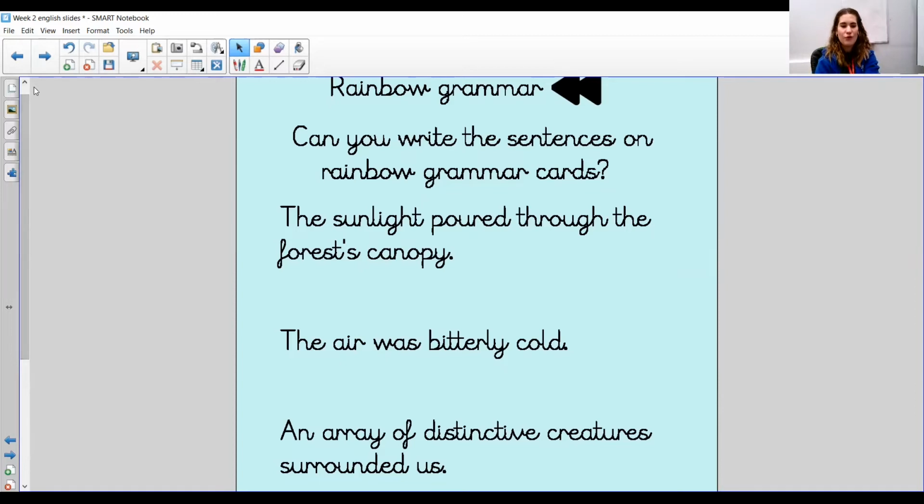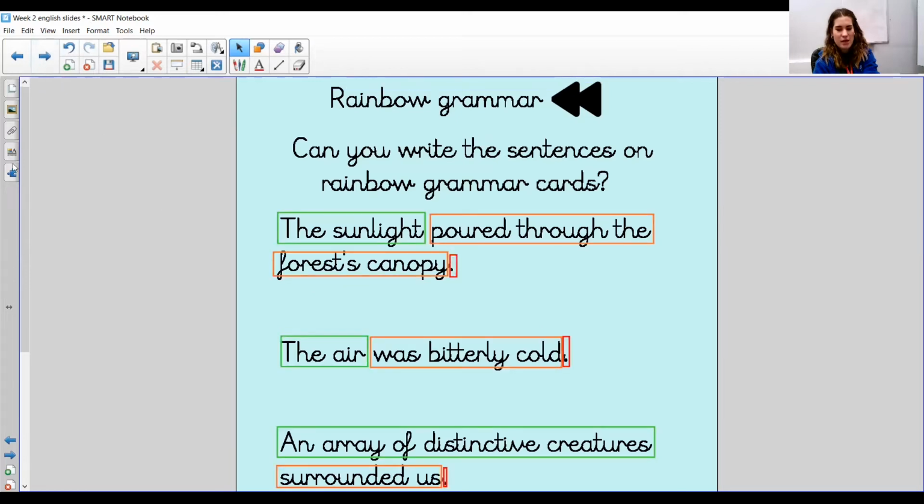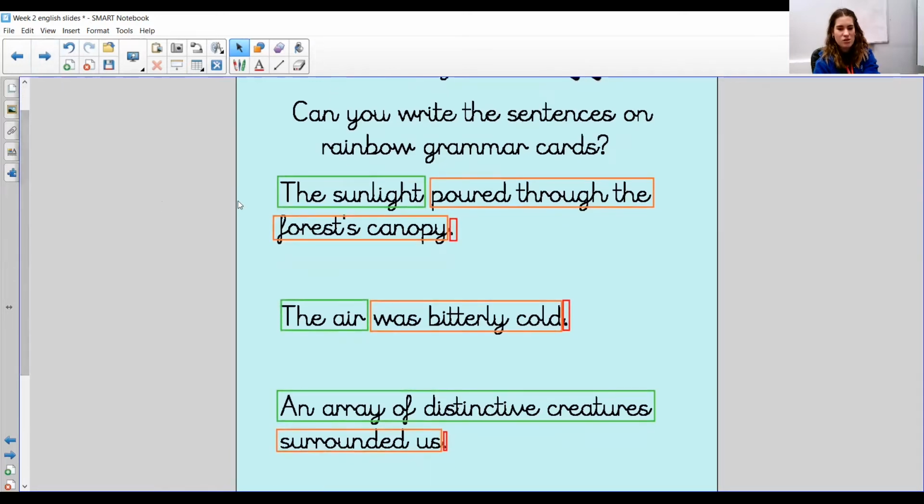Wonderful. Hopefully you've all had a go at that for me and you've identified the subject, the predicate and the stop in each sentence. So here we're going to have a look at our answers. So we can see the sunlight poured through the forest canopy. So I'm thinking, what is the sentence about? Well, it's about the sunlight. So that bit, the sunlight, is going to be on our green card.